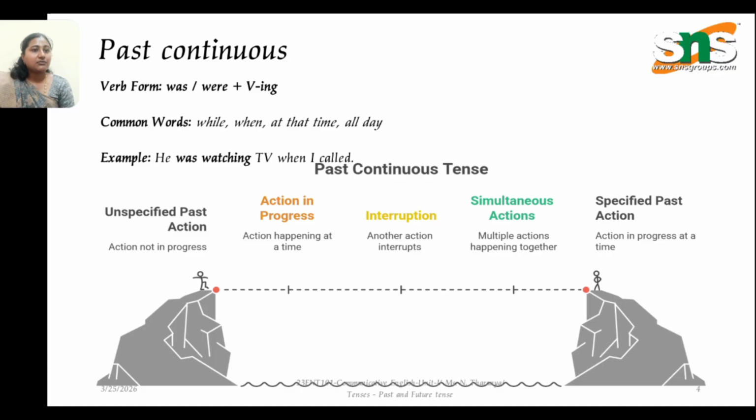Another aspect is specified past action. Action in progress at a time being but it is not continuing in the present. It ended in the past itself. For example, she was eating when I came home. When I went to the home, she was doing that action at the time. So this is how we use past continuous.